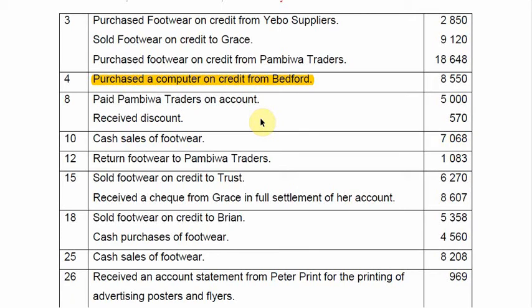It is not inventory. Then on the 8th of February, paid Viva Traders on their account and received discount. Will we record this in a sales or a purchases journal? No, this should go into your cash payments journal. So I'm going to highlight it because they did not ask for that journal and I cannot put the wrong things in the wrong journal. So please note, when a payment is made, it's a cash payments journal.